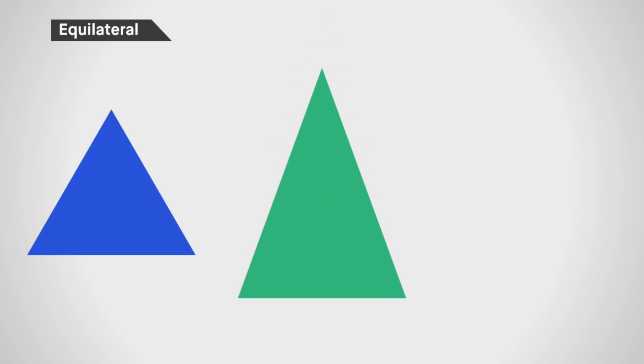Triangles come in various types based on their side lengths and angle measures. We have equilateral triangles, with three equal sides and three equal angles of 60 degrees. Isosceles triangles have two equal sides and two equal angles. And scalene triangles have no equal sides or angles.